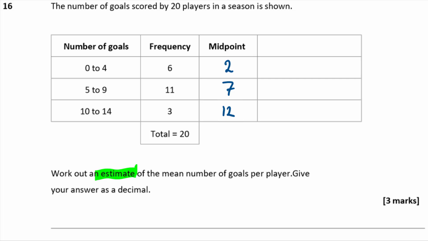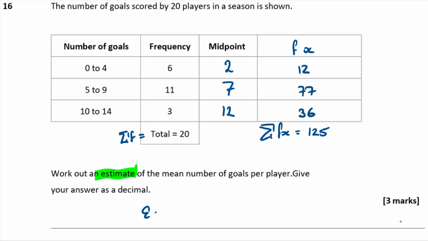So f, the frequency, times the mid value, x, gives us 6 times 2 is 12, 11 times 7 is 77, 3 times 12 is 36. So adding all those up, sigma fx, the sum of the frequencies times the values, 12, 77 and 36, what's that? 77 and 36 is 113, plus 12 is 125, isn't it? So sigma f, sum of the frequencies, I've already been given here, is 20.